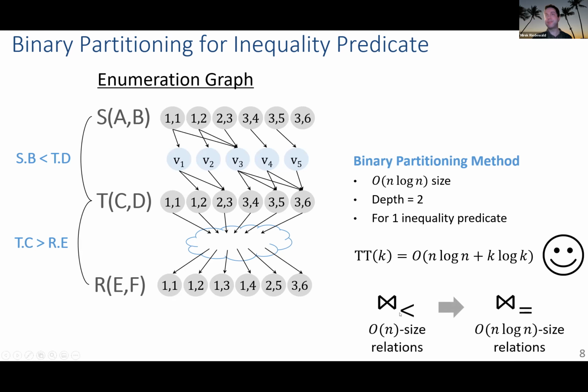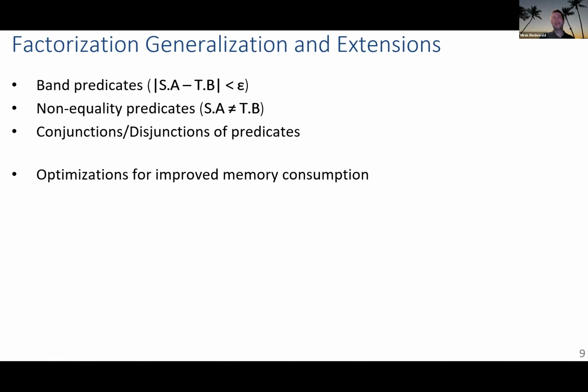And so in general, what we do is we turn a join that has inequality conditions on relations of size n into an equijoin on relations of size n log n, in this case, or in general n polylog n, if there are multiple inequality conditions. And so this is actually feasible, considered tractable in practice, because it's not much more than linear time. And we can also generalize this factorization so that we can cover specific cases like band predicates in a better way than just using a combination of inequalities, non-equality predicates, any kind of conjunctions and disjunctions of them. And we also have optimizations for improved memory consumption.